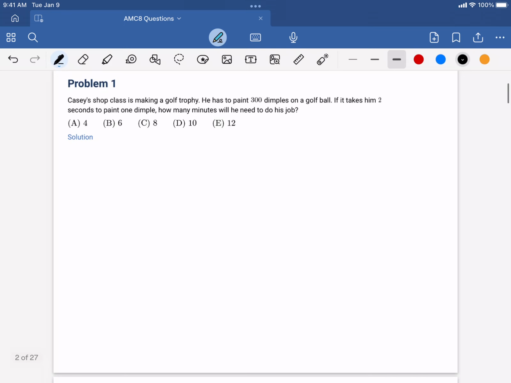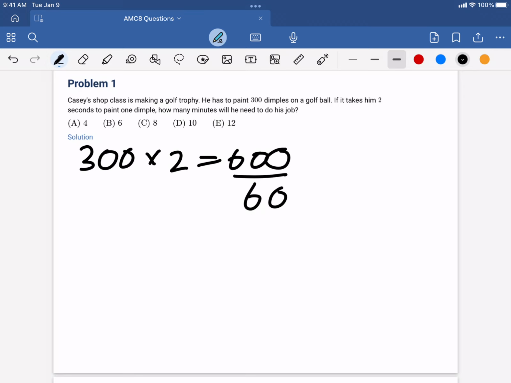Casey's shop class is making a golf trophy. He has to paint 300 dimples on a golf ball. If it takes him 2 seconds to paint one dimple, how many minutes will it take him to do his job? So he has 300 dimples. It takes him 2 seconds to make each dimple, so 300 times 2 is 600. It would take him 600 seconds. And we want this in minutes, so we just divide by 60. And this just leaves us 10, so it's going to take him 10 minutes to do it, which is D.